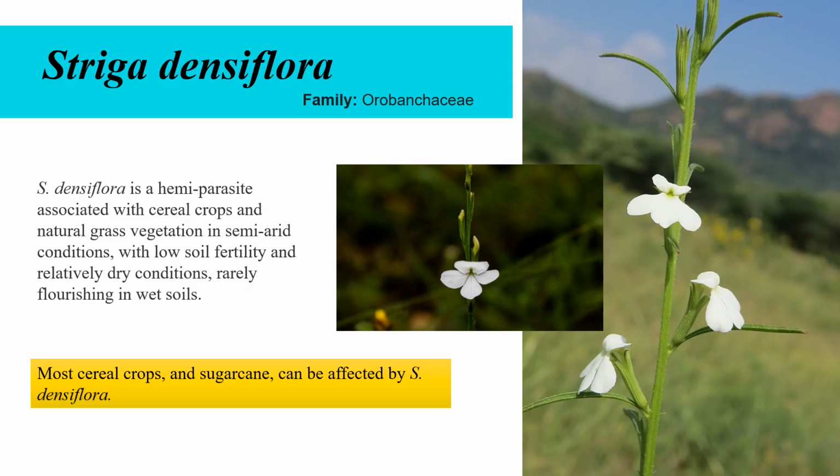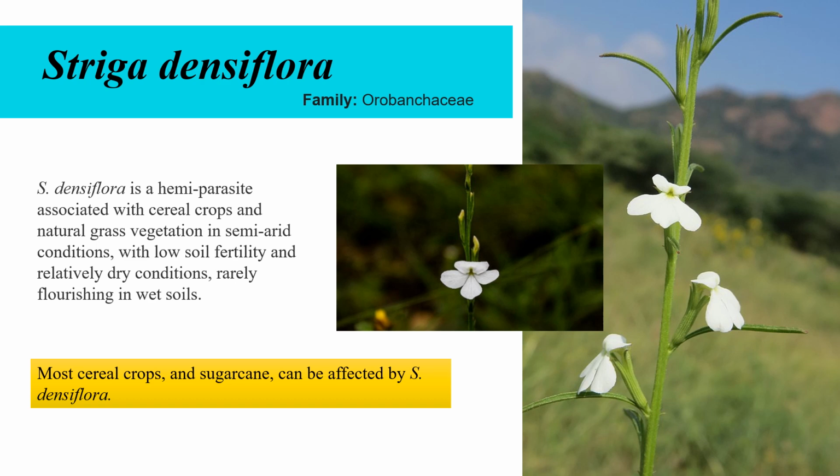Striga densiflora is another parasitic herb, and many species of Striga are parasitic in nature, from the family Orobanchaceae. Striga densiflora is a hemiparasitic plant. It means they can do their photosynthesis by themselves, but for their water and nutrition, they depend on other host plants. They are associated with cereal crops and natural grass vegetation in semi-arid conditions with low soil fertility and relatively dry conditions, rarely flourishing in wet soil.